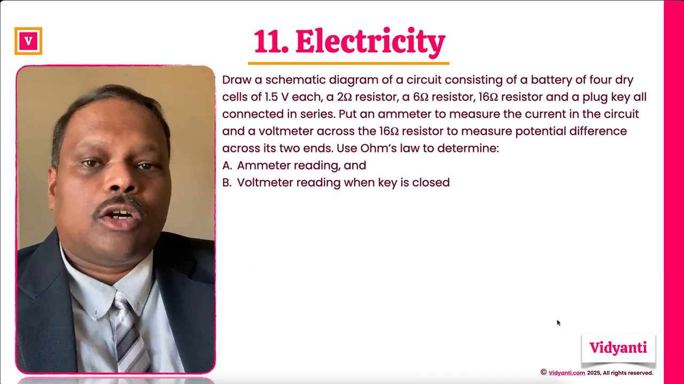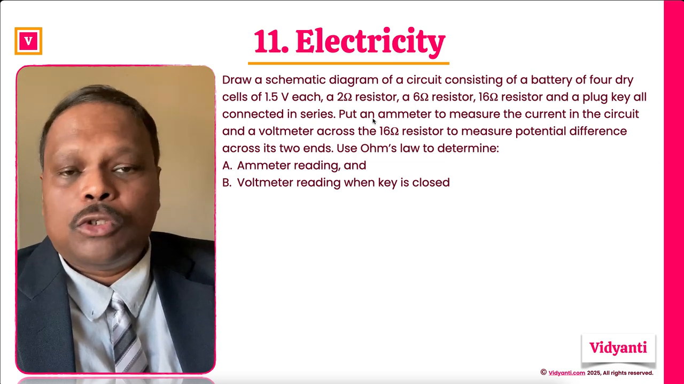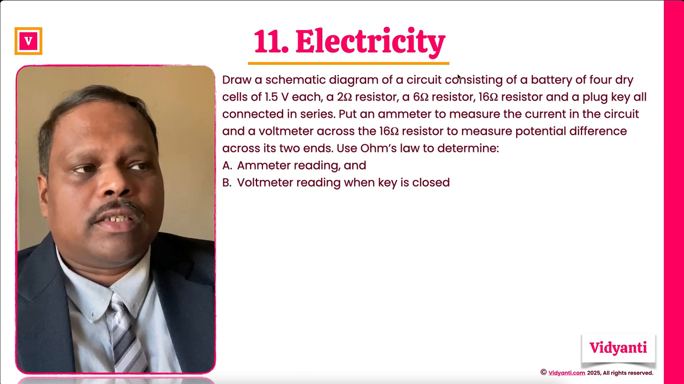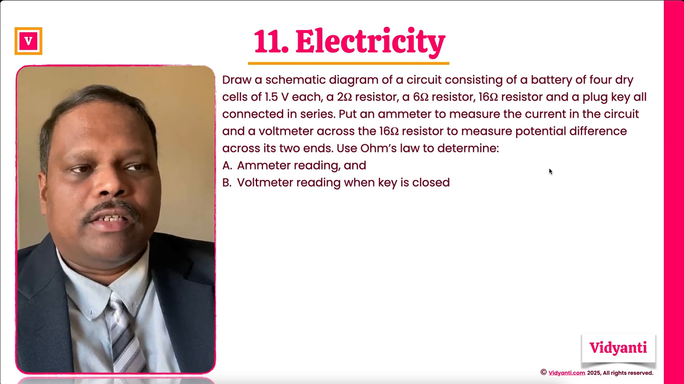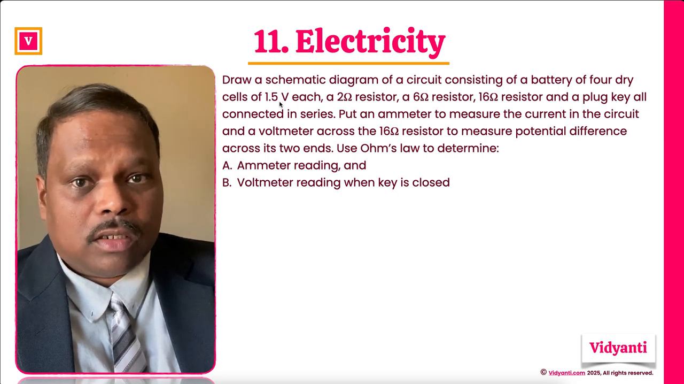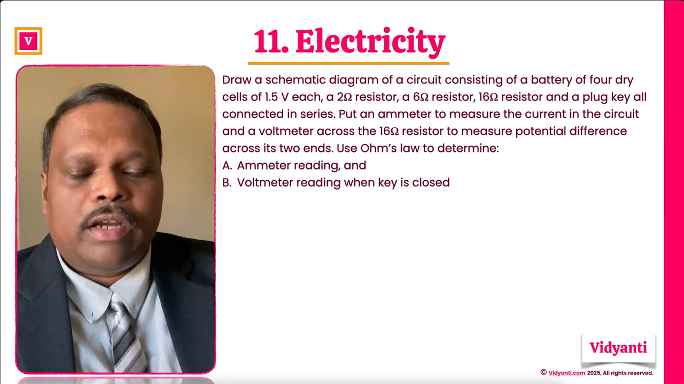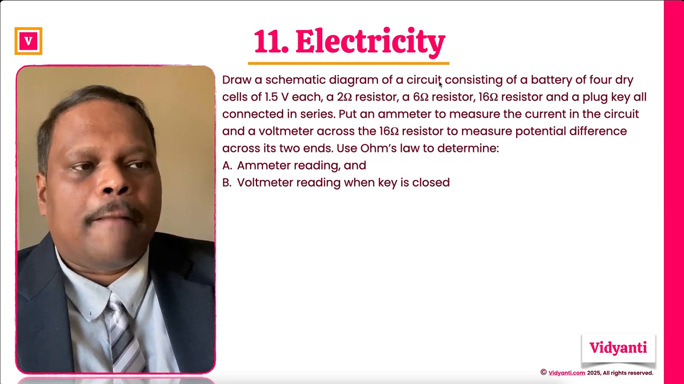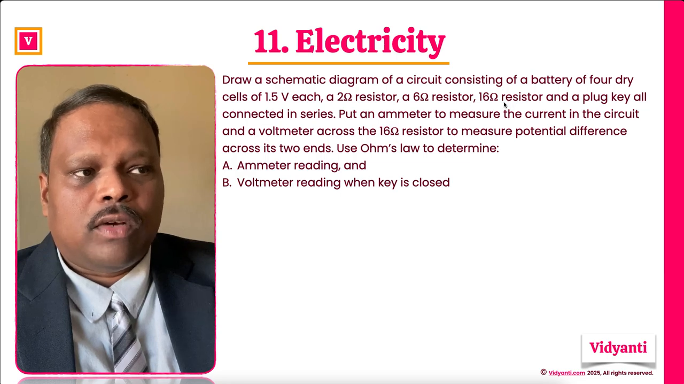This is not a multiple choice question. This is draw a schematic diagram. We are supposed to draw a schematic diagram of a circuit that consists of a battery of 4 dry cells. Each dry cell is worth 1.5 volt, so altogether it will be 1.5 times 4, that is 6 volt. There are 3 resistors, one is 2 ohm, one is 6 ohm, and one is 16 ohm.